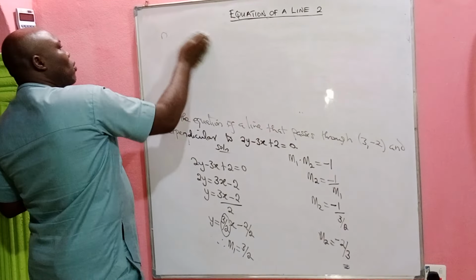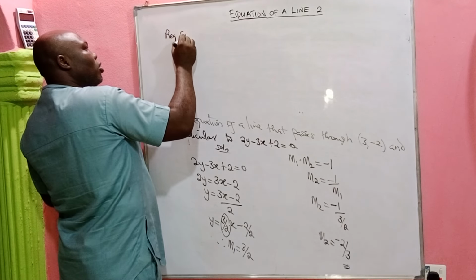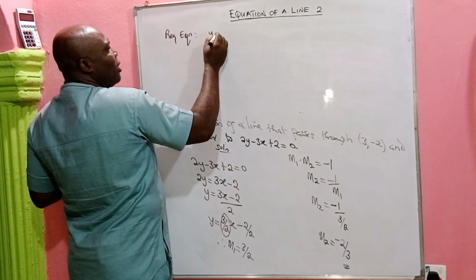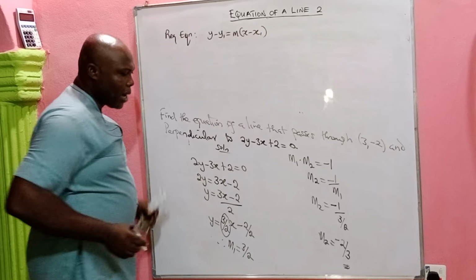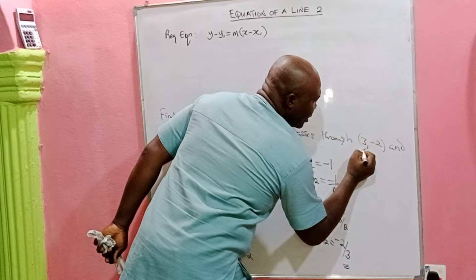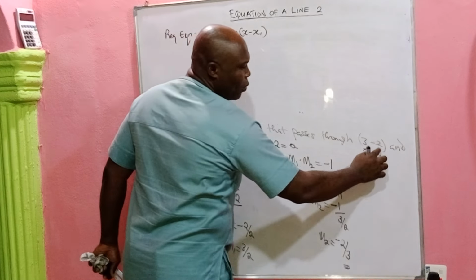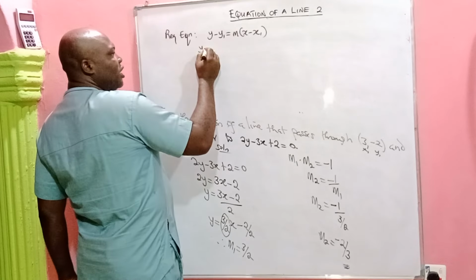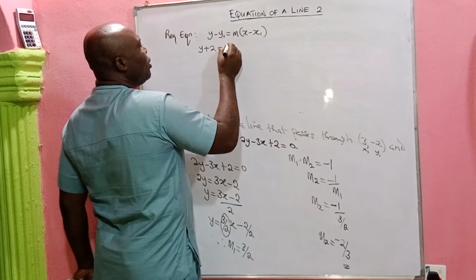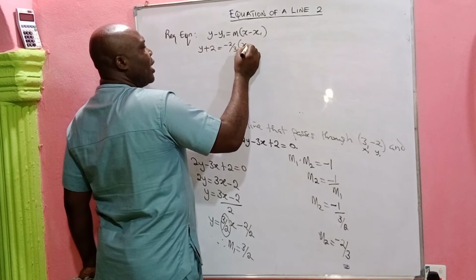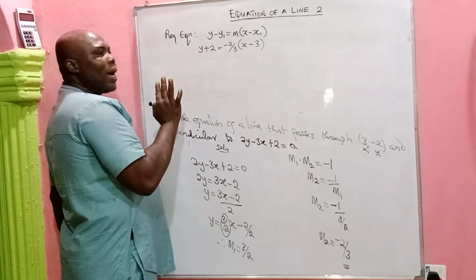So we can now say the required equation we are looking for will be y minus y1 is equal to the slope times x minus x1. That's the required equation. This is your point x1 and this is your point y1. So we are going to have y minus, what is our y1? Minus 2. Minus 2 changes this sign to become plus 2, is equal to the slope of the second line, which is minus 2 over 3, times x minus, what is our x1? 3. So that is the required equation we are looking for.